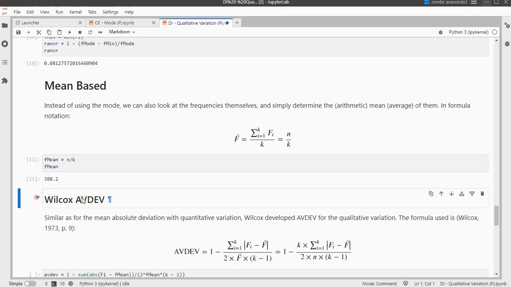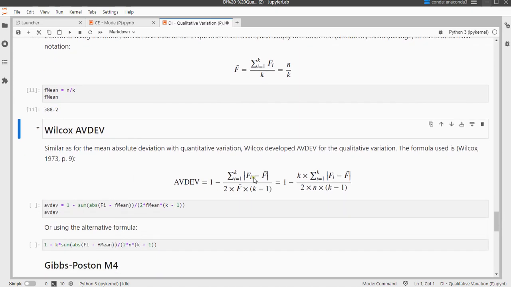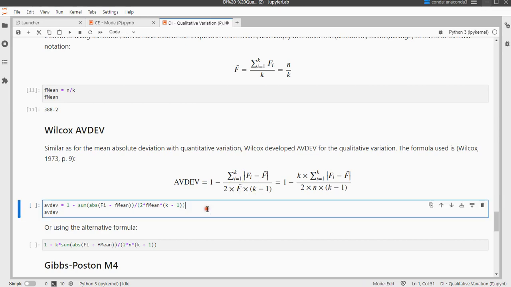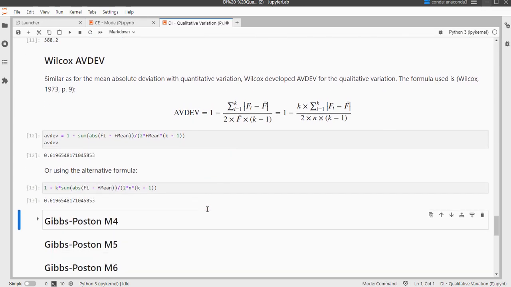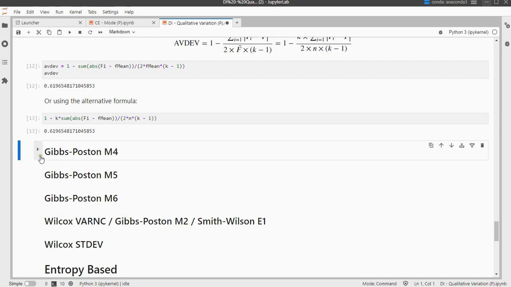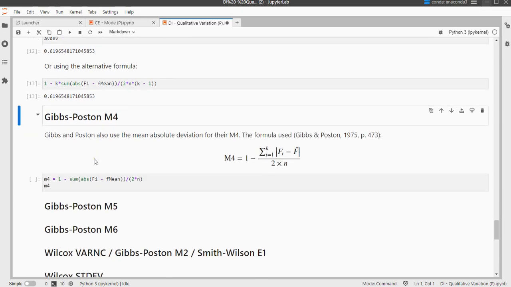388.2. So Wilcox did this for average deviation, and this is actually the mean absolute deviation, so it takes the difference from that average for each category and takes the absolute value and divides that by 2 times average times k minus 1. And as you can see, the alternative formula has the exact same result. Gibbs-Poston used this for quite a few of his measures, or their measures, sorry.